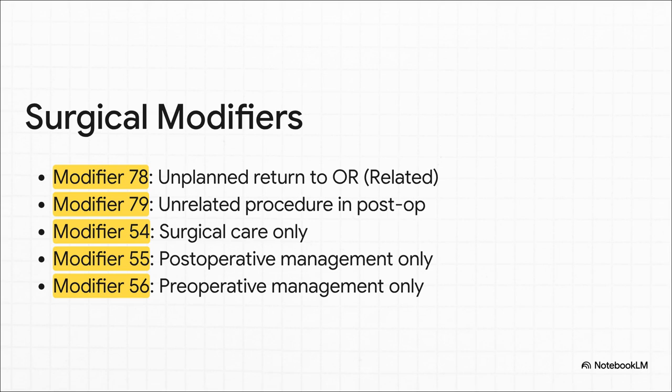Let's rapid fire through some more critical surgical modifiers to lock them into your memory. Modifier 78 is for an unplanned related return to the OR. Modifier 79, that's for a completely unrelated procedure by the same physician. And if patient care is split up among different physicians, you'll use 54 for surgical care only, 55 for postoperative management, and 56 for preoperative management.